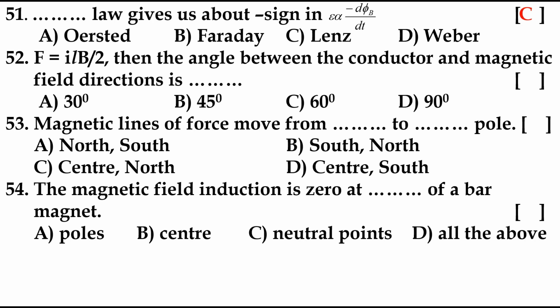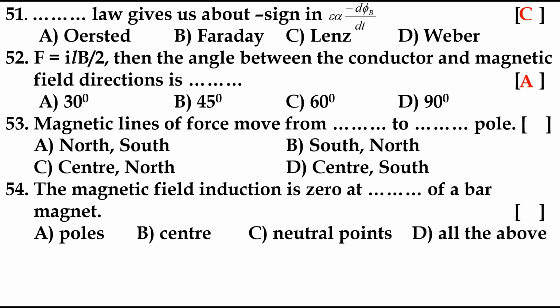Lenz law. 52. F is equal to ILB by 2. Then the angle between the conductor and magnetic field direction is A. 30 degrees. B. 45 degrees. C. 60 degrees. D. 90 degrees. Answer is option A, because F is equal to ILB sin theta. Theta is 30. Sin 30 is 1 by 2. So ILB by 2.